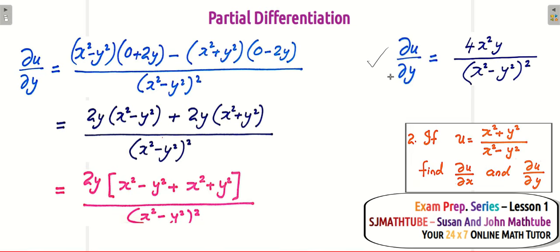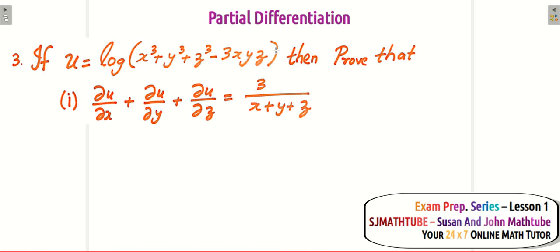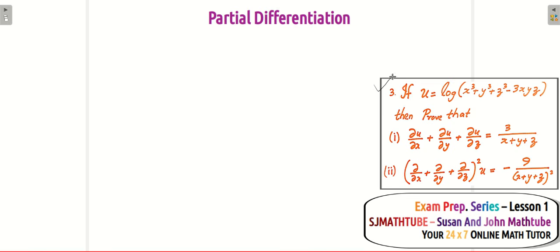Now let's go for another problem, the third one. And I've seen these questions in many past exams, so please mark it very important. So if u equal to log of x cube plus y cube plus z cube minus 3xyz, then prove that we have a long expression here, sum of the partial derivatives being 3 by x plus y plus z, and then we have an operator over here, the whole square operator. Okay, anyway, I'll write the question here so that you can refer anytime.